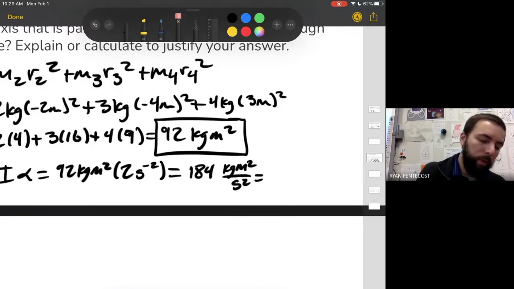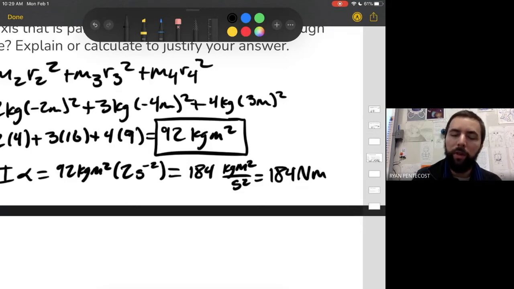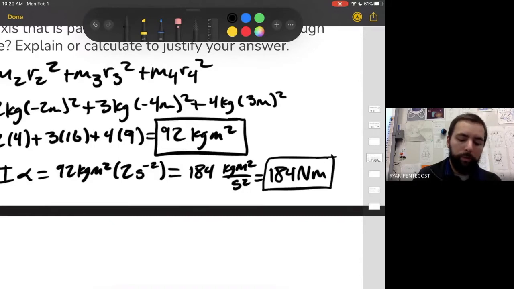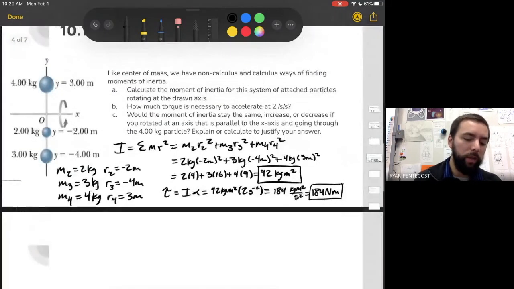I guess I should put my numbers there. That is 184 Newton meters. A Newton being a kilogram meter per second squared. Multiplied by a meter, you get kilogram meter squared per second squared. So that's the torque it takes to accelerate this system of particles at the rate of 2 radians per second squared.